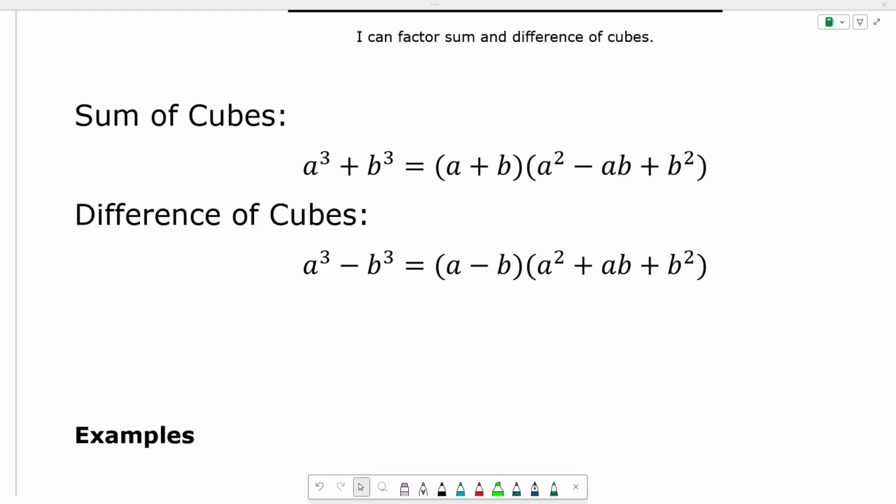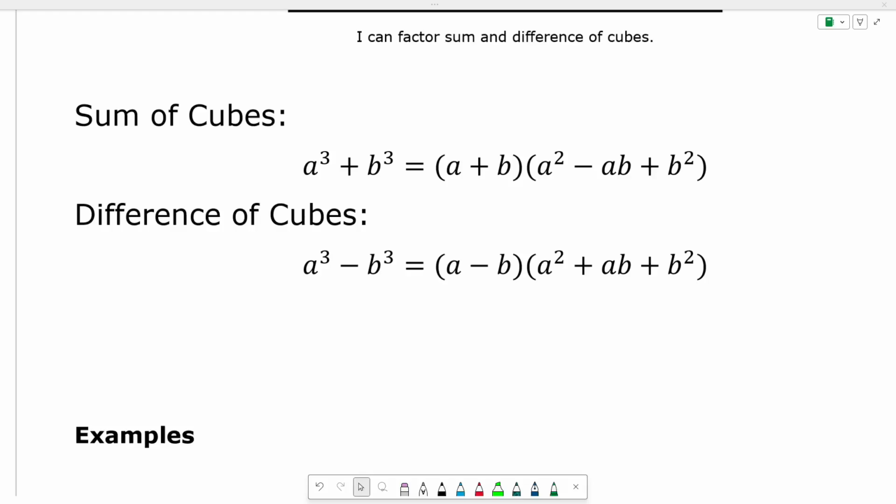Today we're going to be looking at how do we factor sums or differences of perfect cubes. Perfect cubes are things that can be multiplied by itself 3 times to make a number, such as 8. 2 times 2 times 2 makes 8. 8 is a perfect cube.